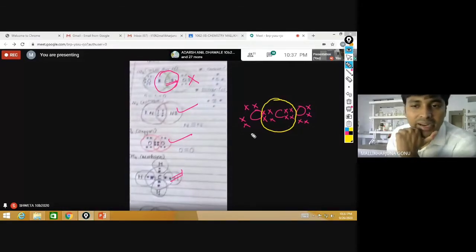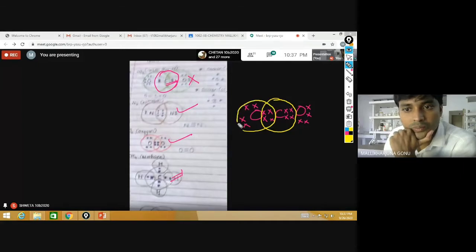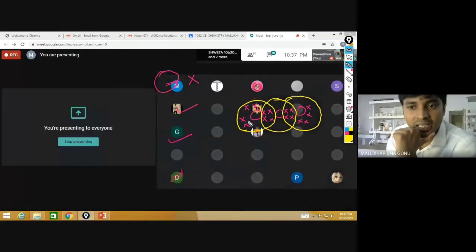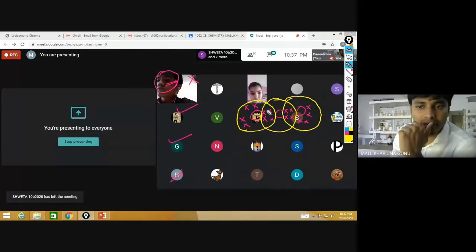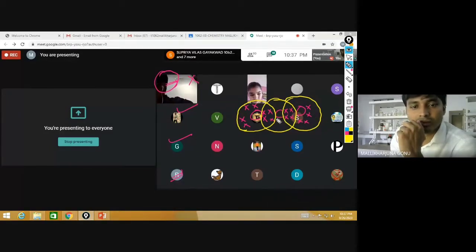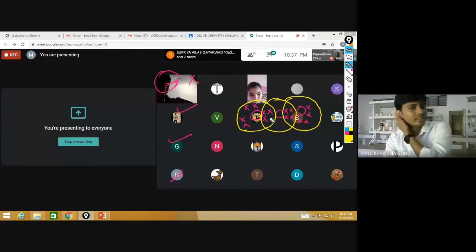Now oxygen also requires 8 electrons. 1, 2, 3, 4, 5, 6, 7, 8. So this is how you have to write. Okay, this also. This and this. Now everywhere it is 8 electrons. So this total, you circle it, focus on this circle. That's how it is: 1, 2, 3, 4, 5, 6, 7, 8. The same way here, and for oxygen also 8. That's how you have to do all these things.